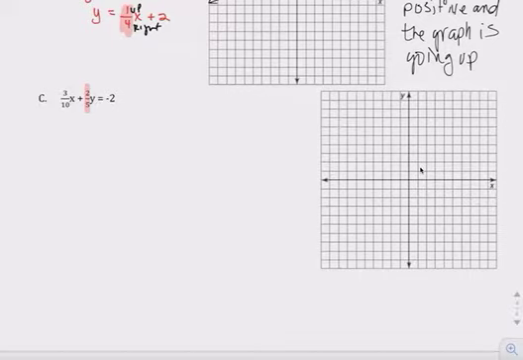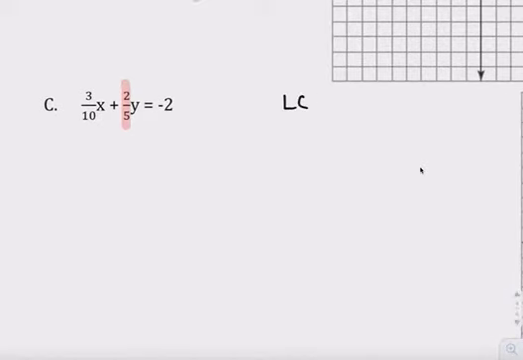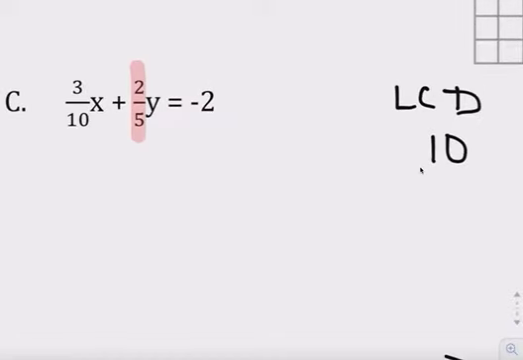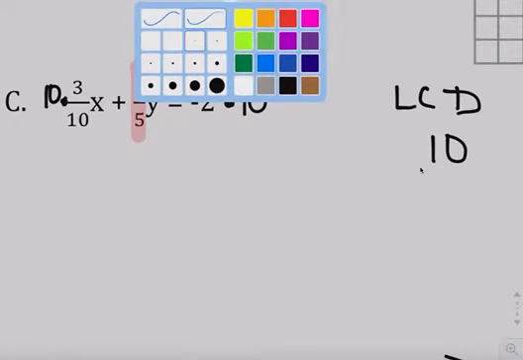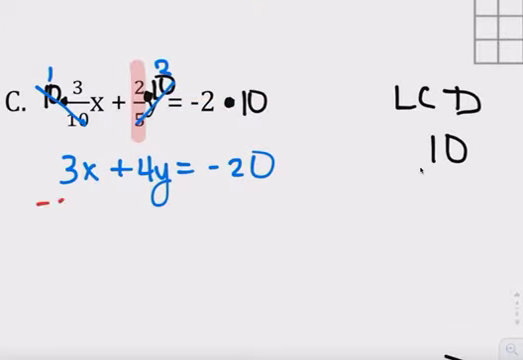Okay, now we don't like fractions. Okay, so how do we get rid of fractions? By finding the least common denominator. In this case, it's 10. Okay, you multiply 10 to the 2, 10 to the 5, 10 to the 10, cross cancel. So 1 times 3 is 3x. That's a 2. 2 times 2 is 4, equals negative 20. I forgot the y.